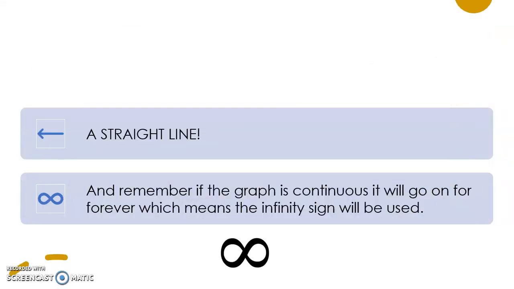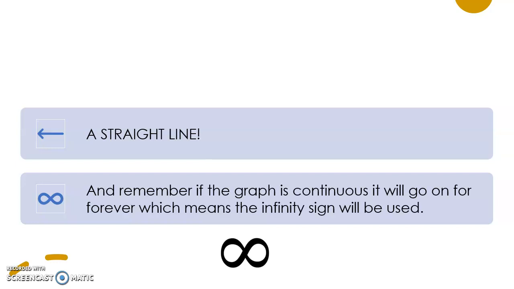a straight line. A straight line will always coincide with a linear equation. We will never have any curves or angles or abrupt movements from linear graphs. It will always be a straight line. And remember, if the graph is continuous, it will go on forever, which means the infinity sign will be used in the domain and range.